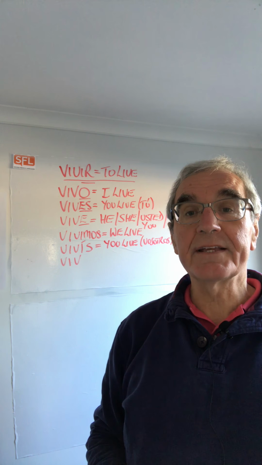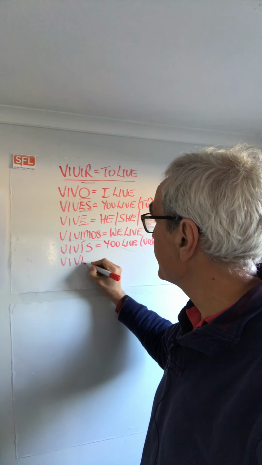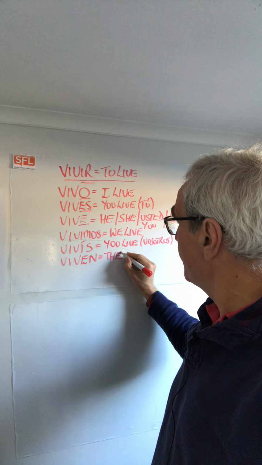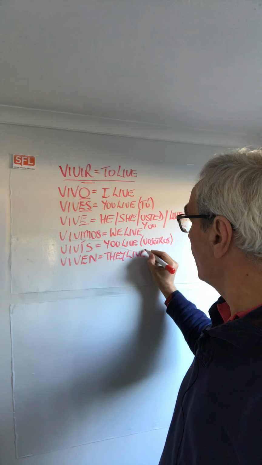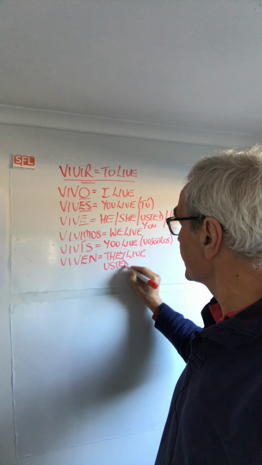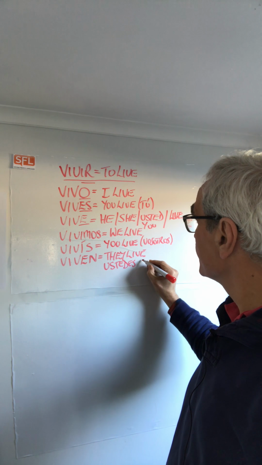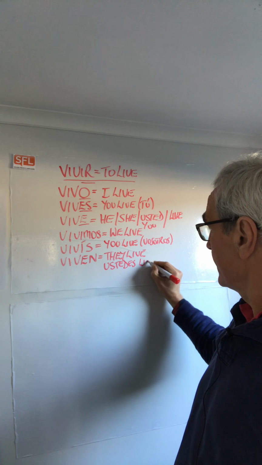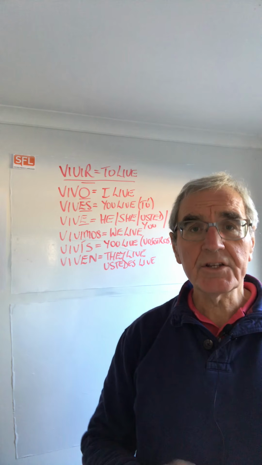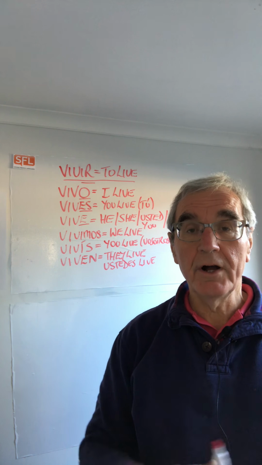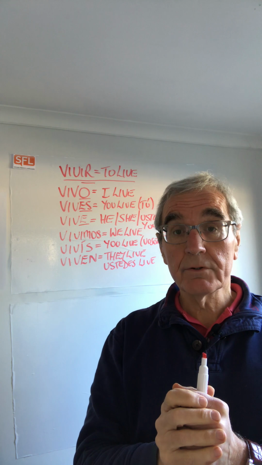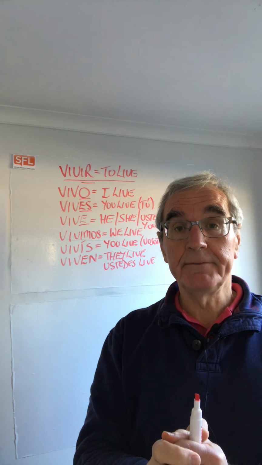And last but not least, we've got the ellos form, viven, which means they live. Or you polite, and I'll write that on the board here, ustedes, which means you live. So let's just repeat that all the way through. Vivo, vives, vive, vivimos, vivís, viven.